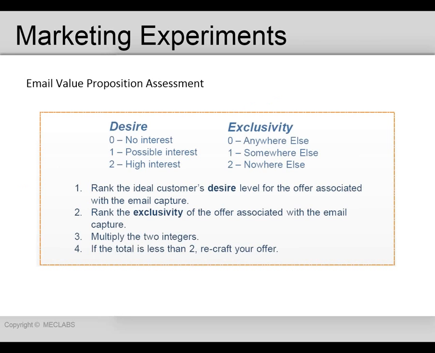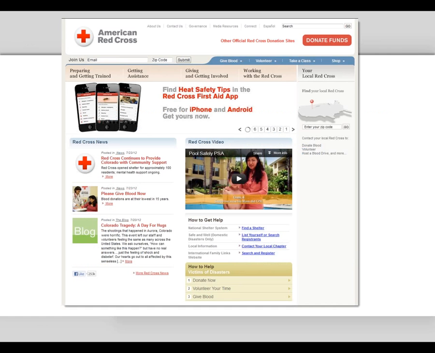So let's go ahead and look at the first one, American Red Cross. And I'm going to go ahead and highlight the email sign-up offer here. Upper left-hand corner, it says join us. There's a little box for email. There's a little box for zip code. And there's a little button that says submit. Okay, join us, email, zip code, submit, right?